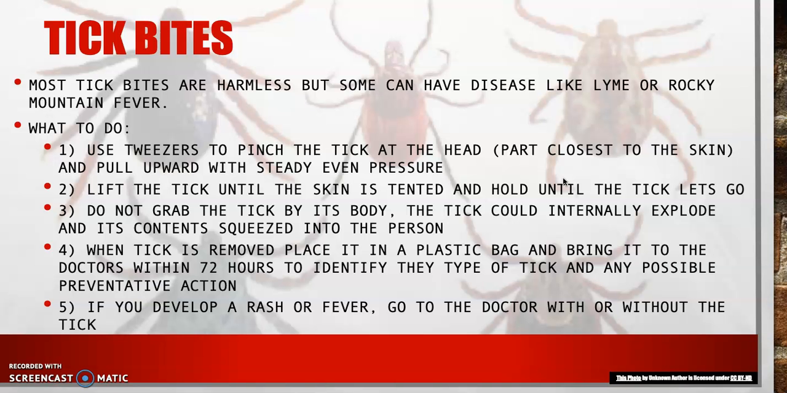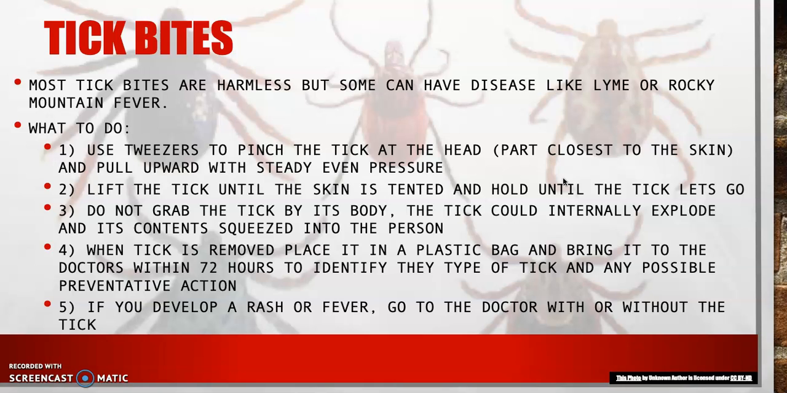So tick bites, one other thing that we could experience here in Manitoba. Most tick bites are harmless, but some carry diseases like Lyme or Rocky Mountain fever. So what you should do if someone gets a tick bite: 1, use tweezers to pinch the tick at the head, the part closest to the skin, and pull upward with steady, even pressure. 2, lift the tick until the skin is tented and hold until the tick lets go.